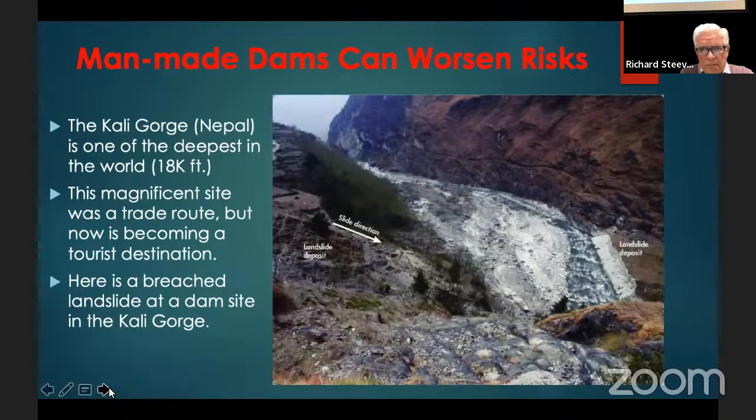Here's an example of man-made dams that could worsen. This used to be the Kali Gorge in Nepal, one of the deepest in the world, an 18,000 foot gorge. It was a great trade route, became a tourist destination, but this dam apparently weakened the sides, and there was a landslide, and you can see the slide direction here and some deposits from the landslide. So they've had some issues there.